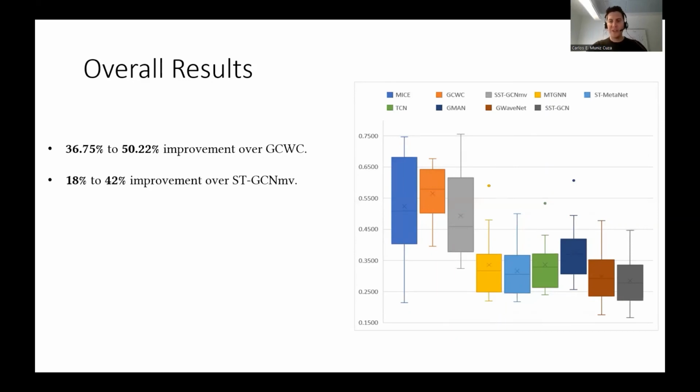Similarly, we have 18% to 42% improvement over SST-GCN MV, which assumes a Gaussian distribution of the speed values. This confirms previous studies showing that in practice, the traffic speed doesn't follow a Gaussian distribution. Therefore, to correctly model the real behavior of the traffic, it is necessary to use more precise representations, such as histograms that can model arbitrary distributions.